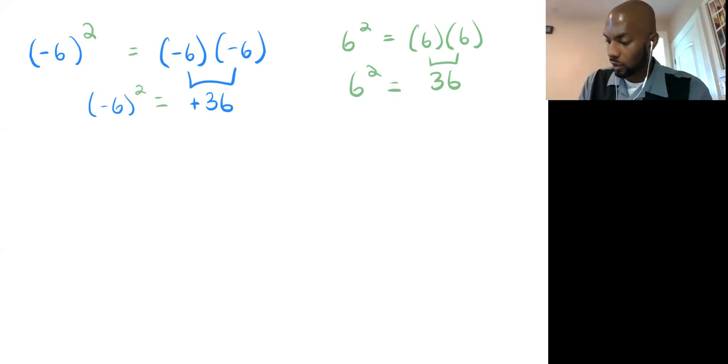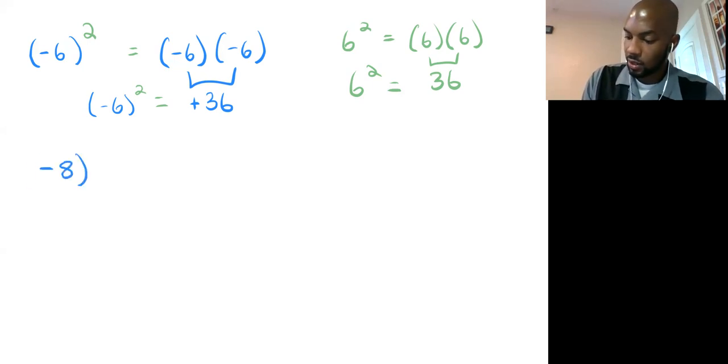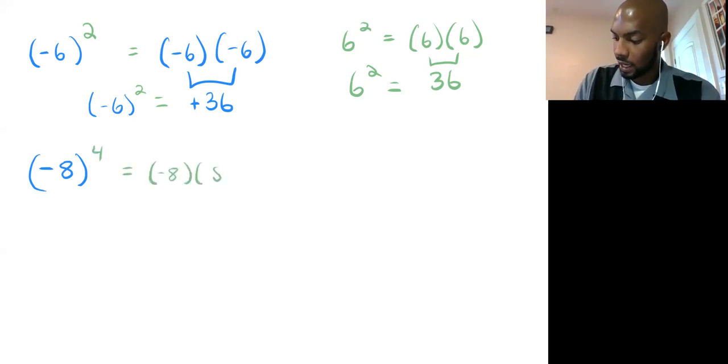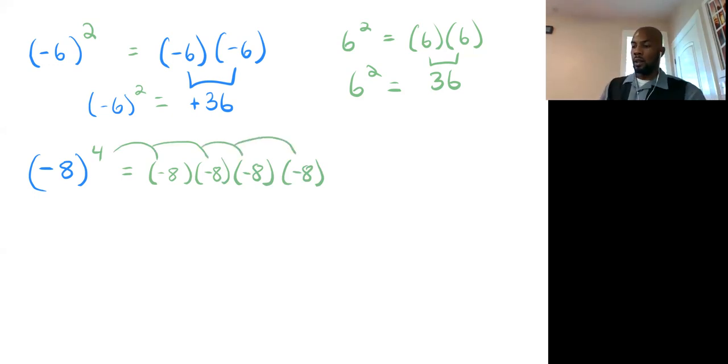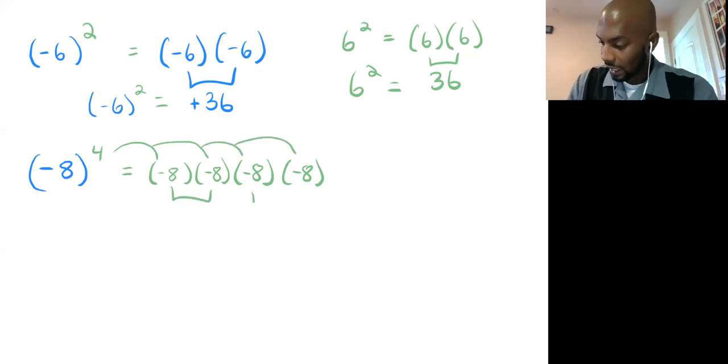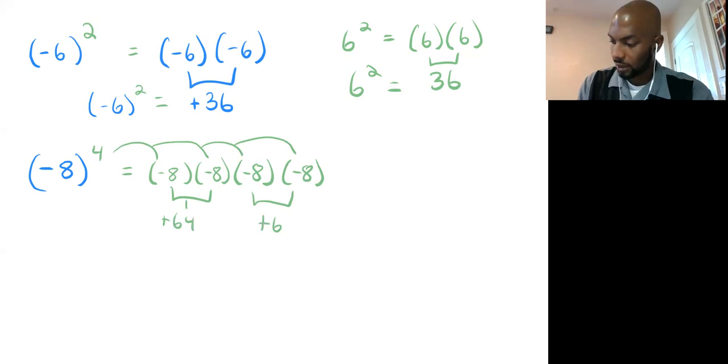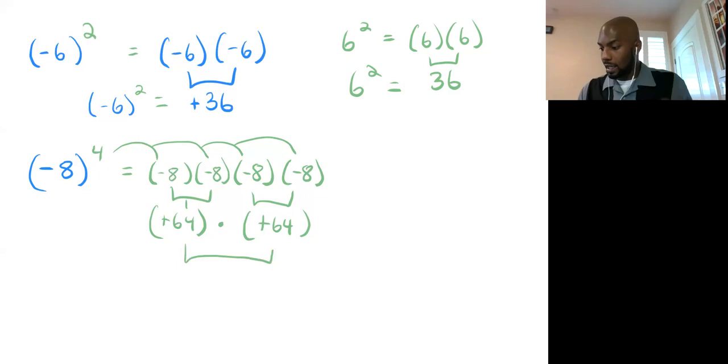Let's try another one. Let's try negative 8 to the 4th power, even number. So that's negative 8 times negative 8 times negative 8 times negative 8. That's 4 times, right? 1, 2, 3, 4. Negative times a negative and a negative times a negative. That's going to be a positive 64 over here and a positive 64 over here. We're still multiplying. That hasn't changed. So positive 64 times positive 64 is, I have no idea.